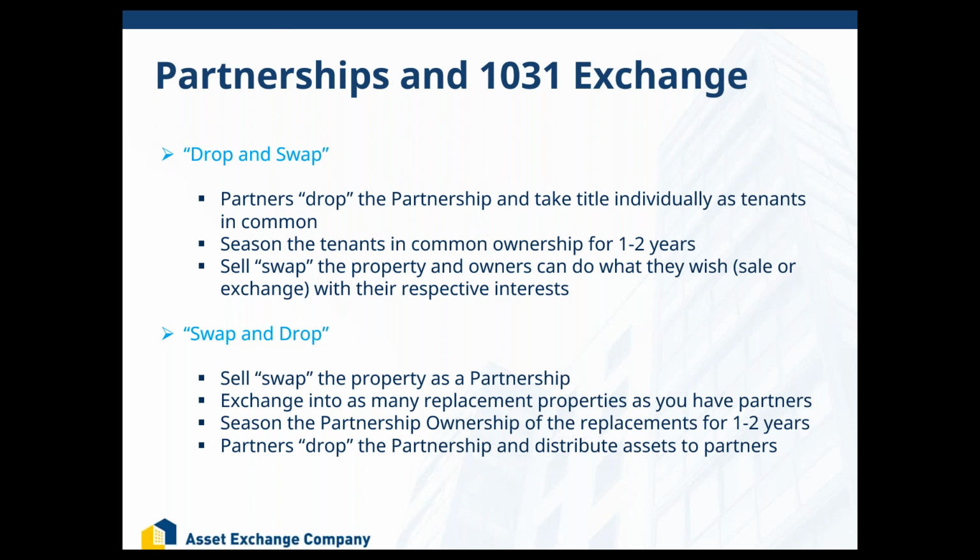An example, let's say we have that 3-member partnership again, right? Owns the real property. So the swap portion of the swap and drop works like this. The actual partnership itself will sell the property, and the partnership does a 1031 exchange. All right. Now, the replacement property that the partnership goes and buys, instead of buying 1 replacement property, the partnership will actually buy 3 replacement properties.